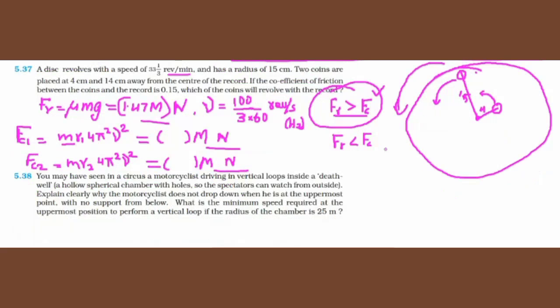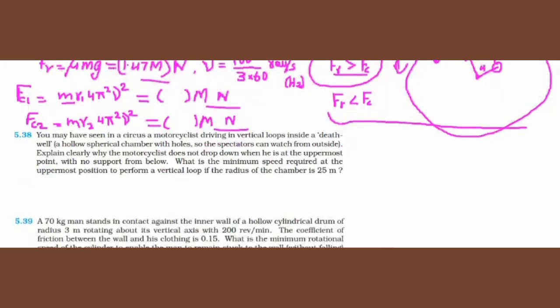Now, next, a motorcycle is driving in a vertical loop inside a death well. In the chapter work energy, you have studied vertical motion. What minimum speed is required at the uppermost position? V minimum at the uppermost position we have calculated. It is under root gR. R is given, substitute the value of g, then you will get the minimum velocity to complete the loop. Now, next question 39.